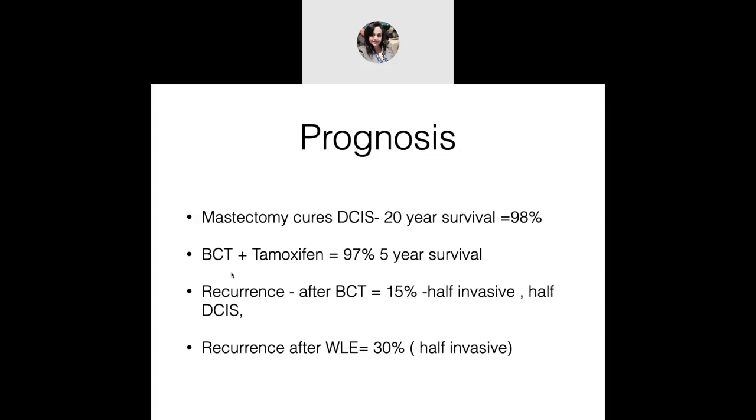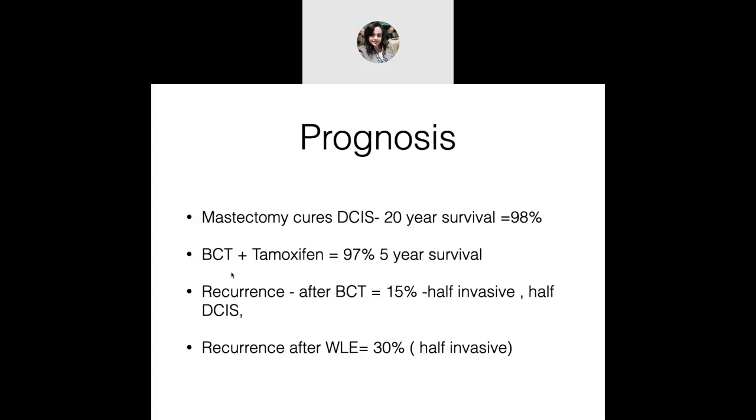Now, if you have done breast conservation followed by radiotherapy, tamoxifen will offer 97% 5-year survival, and recurrence after breast conservation therapy occurs in about 15% of cases. Half of them are invasive cancer and the other half are non-invasive. These are the recurrences after lumpectomy, radiotherapy and tamoxifen. After wide local excision alone, recurrence will be in the tune of 30%, half of them invasive and half DCIS.